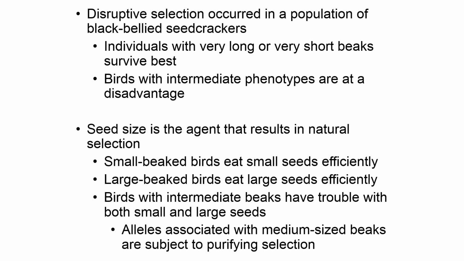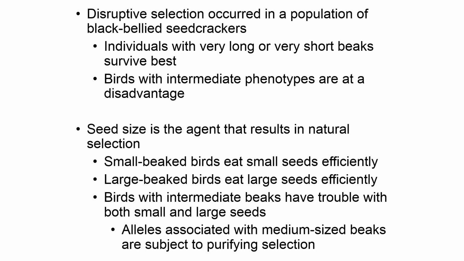Because think about it, those individuals aren't going to be getting enough nutrients. So as a result, less energy, where you divert that energy to keeping your body warm, producing offspring. And so over time, you'll see fewer and fewer intermediate or medium-sized beaked birds. And the extremes are favored.